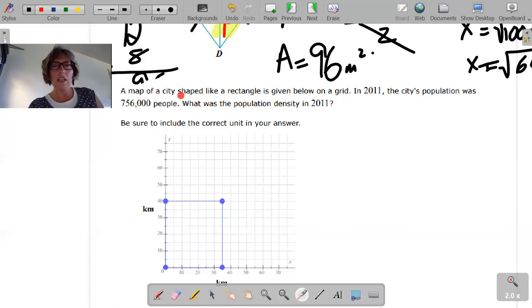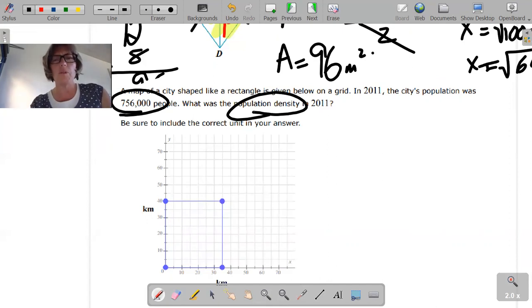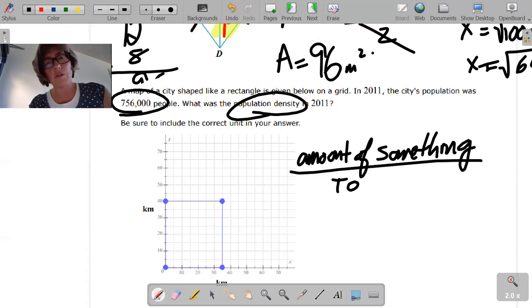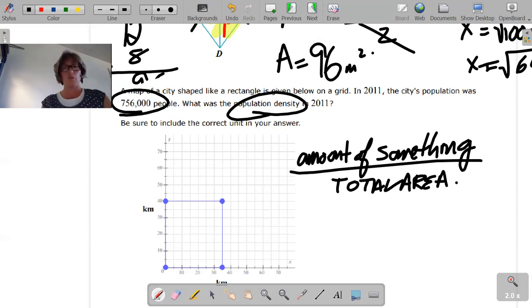Says the map of the city is shaped like a rectangle, as given below on a grid. In 2016, the city's population was 756,000 people. What is density? Density is kind of like percent probability. Density is the amount of something over, in this case, total area. Usually it's related to area or volume. The amount of something over total area.